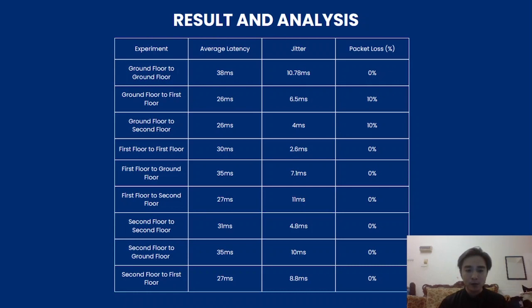Second floor to ground floor is 25 ms, jitter 10 ms, and packet loss is 0. And the last is second floor to first floor, 27 ms latency, 8.8 ms jitter, and the last is packet loss, which is also 0%.